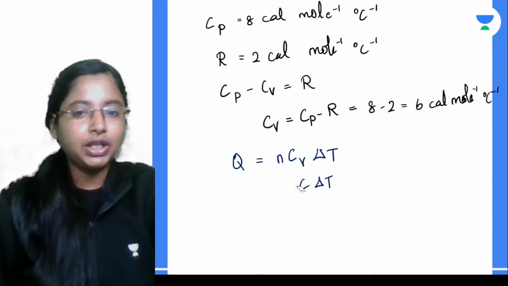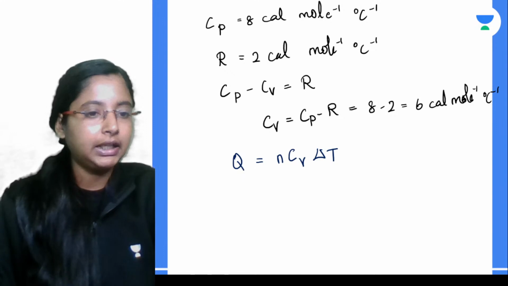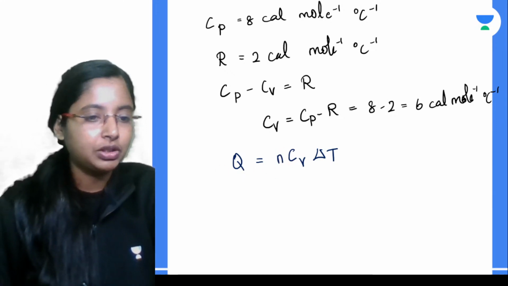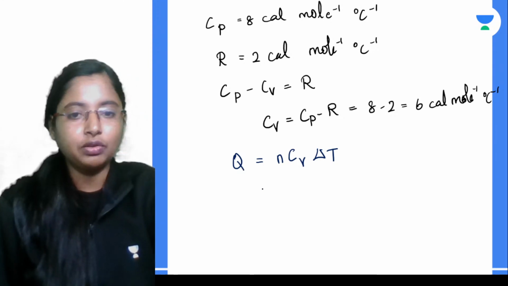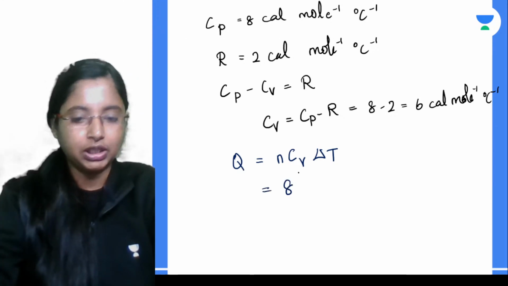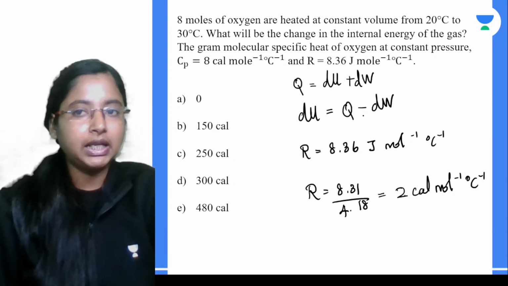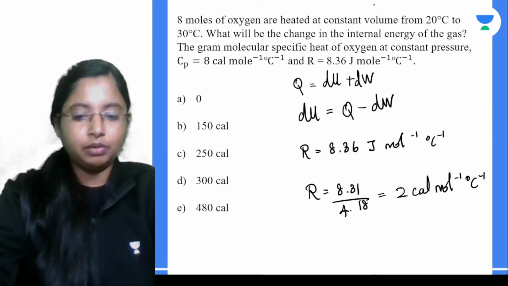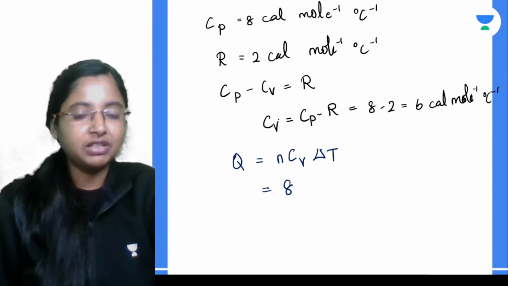But here we are defining it in terms of molar specific heat. So how many moles of oxygen was used? 8 moles, right? This is given in the question. 8 moles of oxygen are heated. Now at what? At constant volume. So the volume is constant, and that is the specific heat at constant volume.